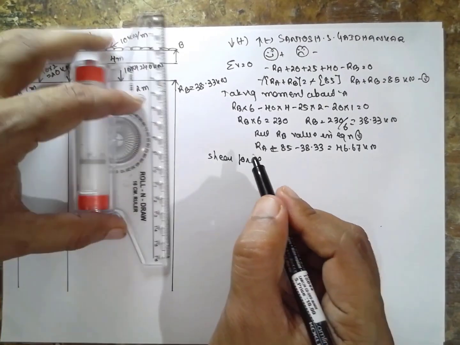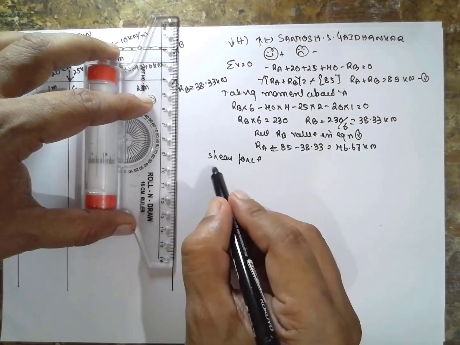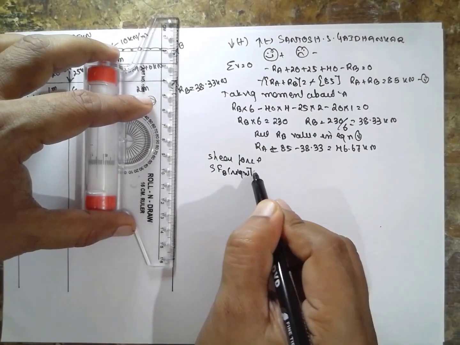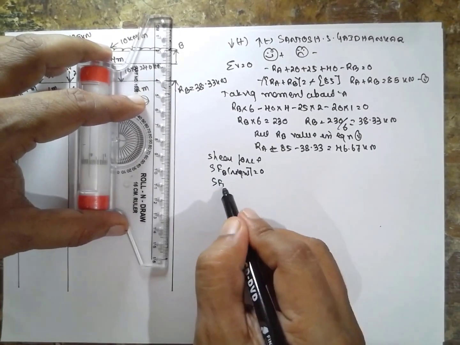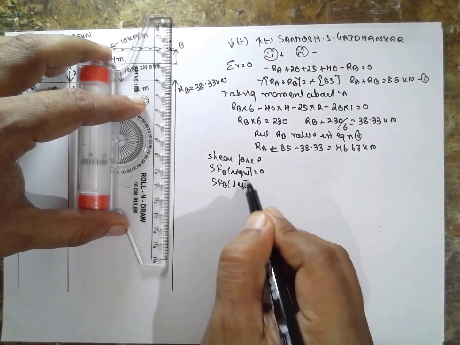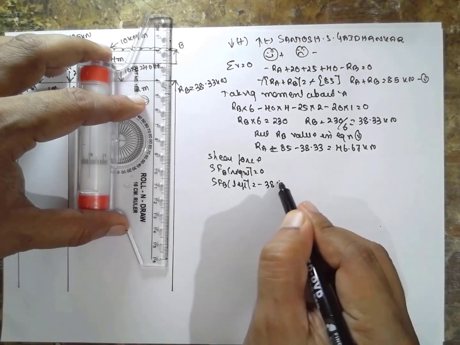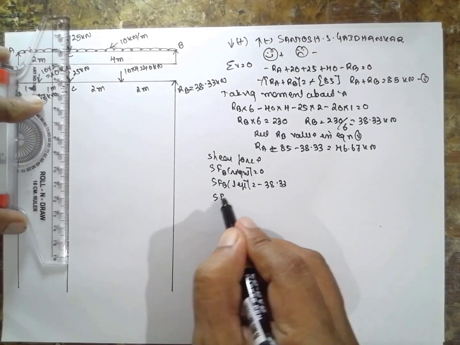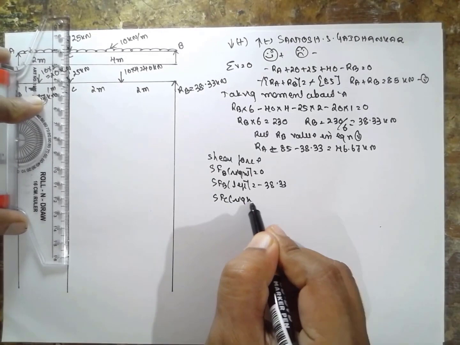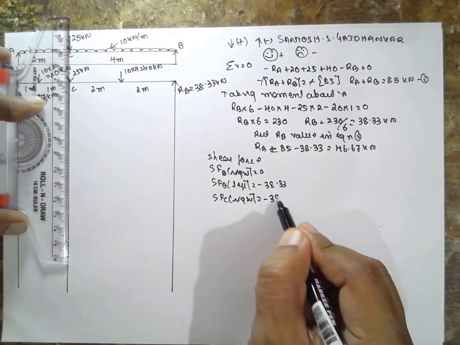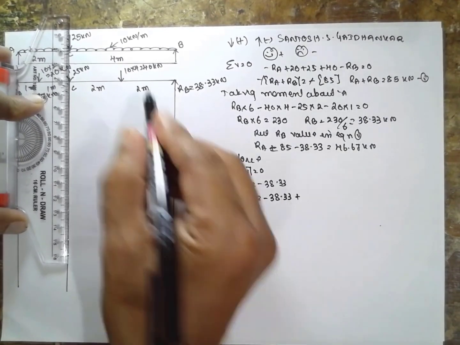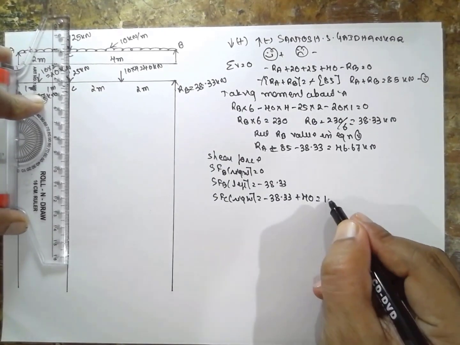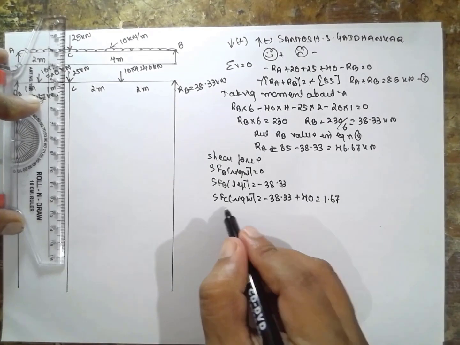Now shear force. There is a load acting here. First I will consider the right side. There is no load. SF at B, right, is 0. SF at B on the left is minus 38.33. At C there is a load. SF at C, right side, is minus 38.33 plus 40, which will be 1.67.